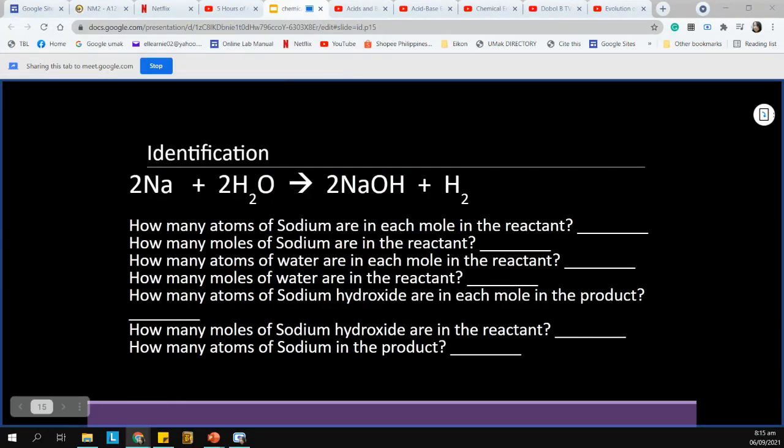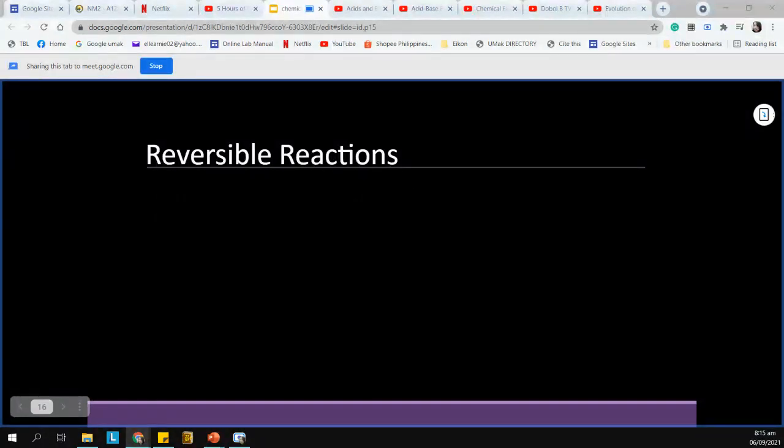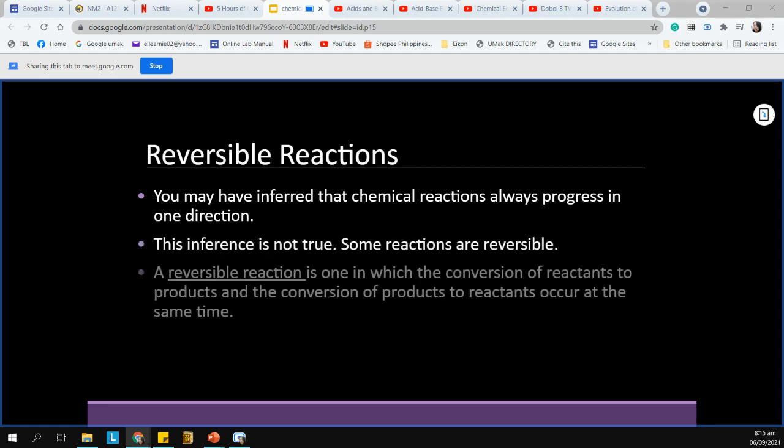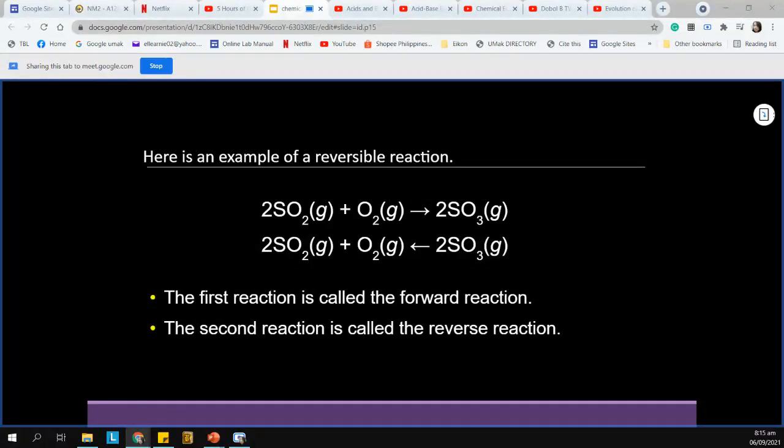Okay, so let's move to the next one. This time we're going to be talking about reversible reactions. Usually, what we mostly know, or the most common, is the irreversible reaction, or single direction reaction. But we also have what we call reversible reactions. Usually, reversible reactions are common for reactants that are in the gaseous or aqueous state, because the materials can then occur at the same time or exist in the same environment.